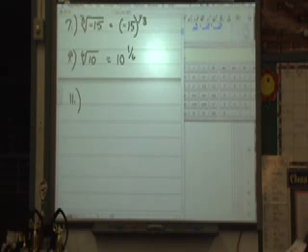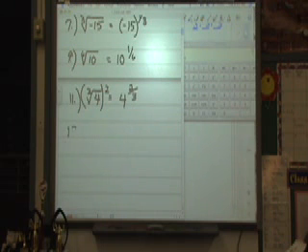Number 11, you have the cube root of 4, and then that is taken to the second power. The base is 4. The numerator is the power that root is taken to, so put a 2 on top. The root is the denominator, so it's 4 to the 2/3 power.